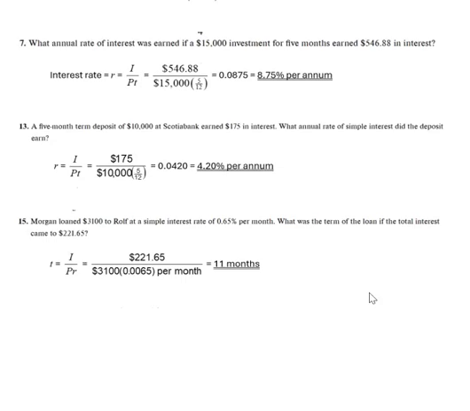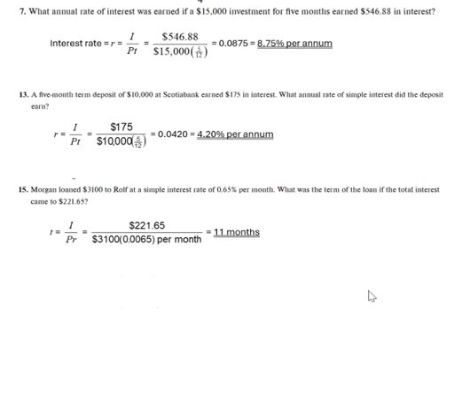Number 15, Morgan loaned $3,100 to Rolf at a simple interest rate of 0.65% per month. Okay. What was the term of the loan if the total interest came to $221.65? So we want to figure out the term. So T equals I divided by PR. So $221.65 divided by 3,100. Then in brackets for your rate, it's less than 1%, so it's 0.0065 per month. And that works out to 11 months.